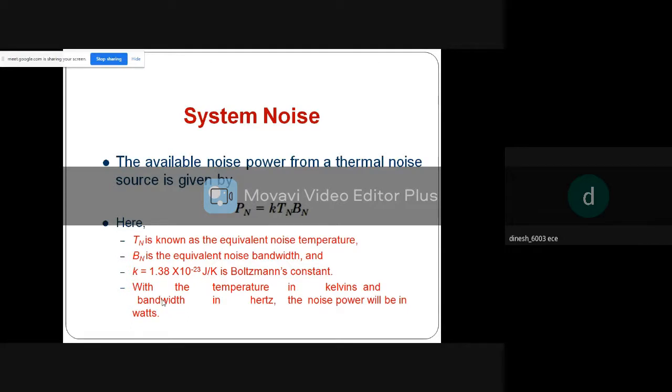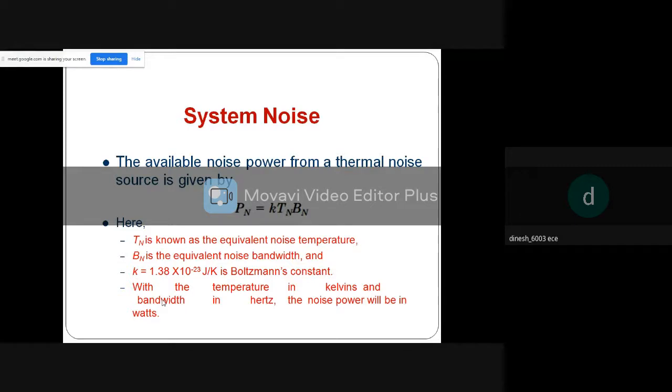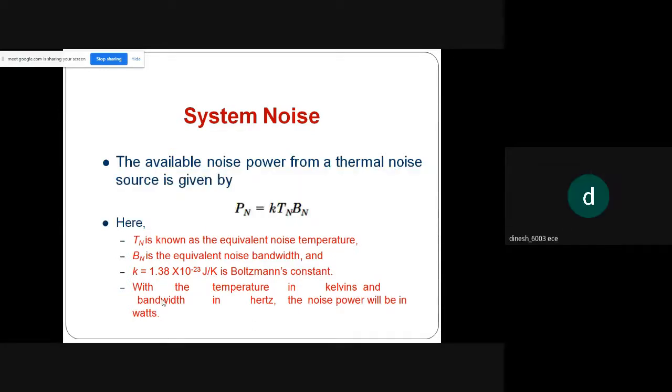The subscript n is always your noise component. Tn is known as the equivalent noise temperature which arises in the satellite due to that noise. Bn is the equivalent noise bandwidth, the bandwidth in which that noise has been generated. k is your Boltzmann constant. Take the constant value 1.38 times 10 to the power minus 23 joules per Kelvin.